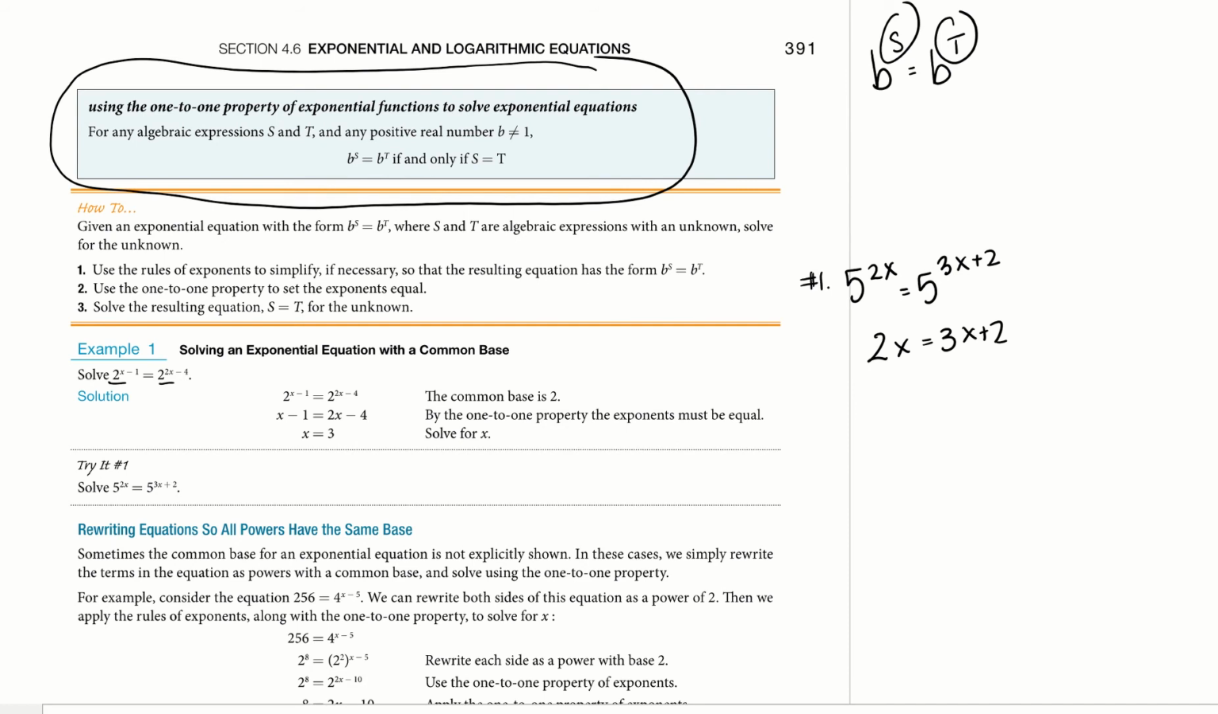So I am going to solve for x. So I'm going to get minus x equals 2, divide by a negative, so it's x equals negative 2. And then they'll be the same. Notice 2 times negative 2 is negative 4. 3 times negative 2 is negative 6, plus 2 is negative 4. They are indeed equal.